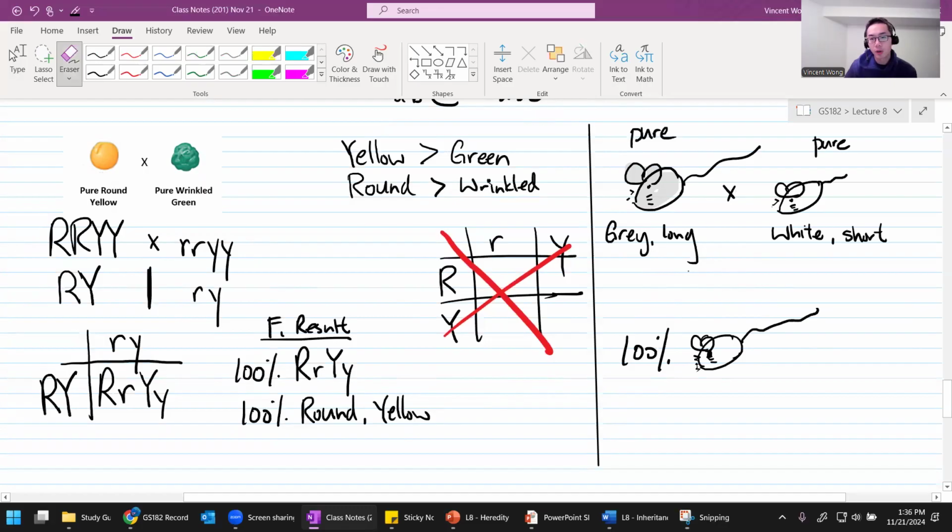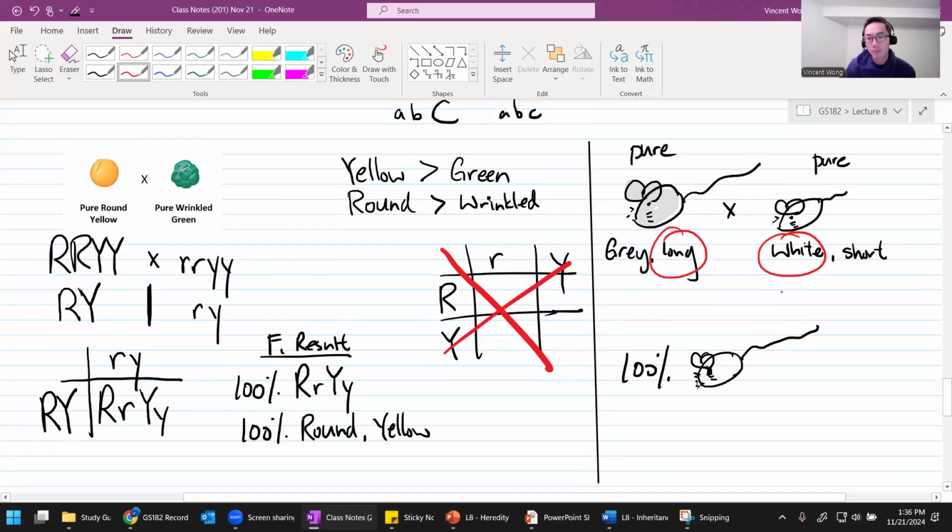That's right, because they're all white. So white is dominant and long is dominant, right? Which means the parent here must be big W, little l, and over here is little w, big L. And then 100% of F1 will be hybrid. Okay?